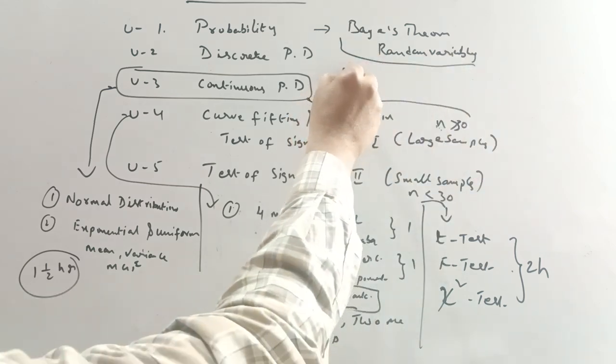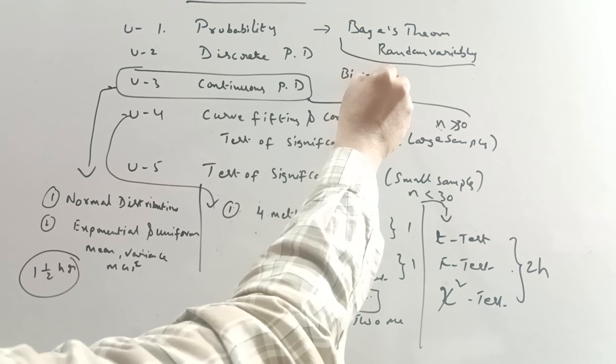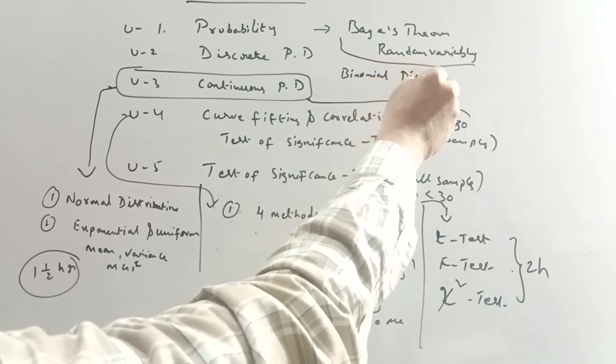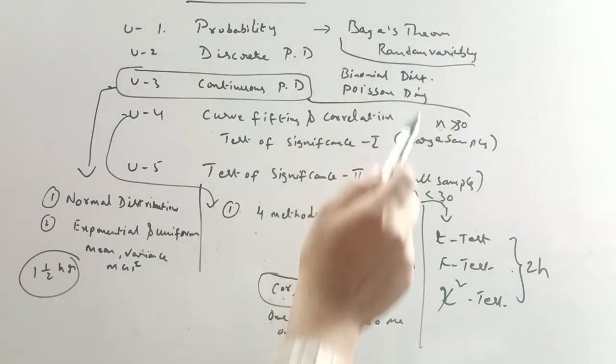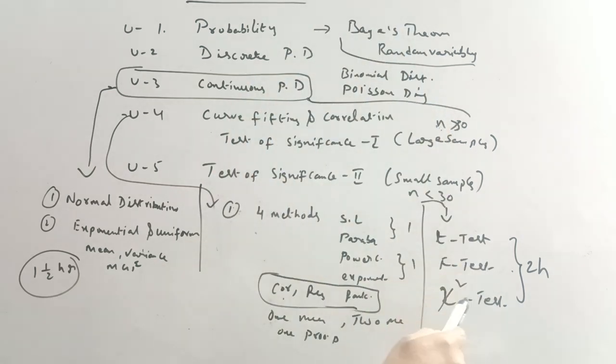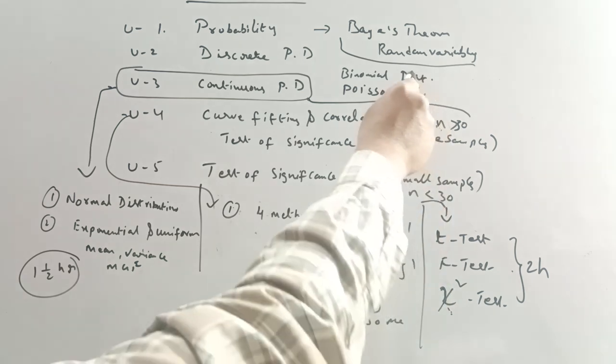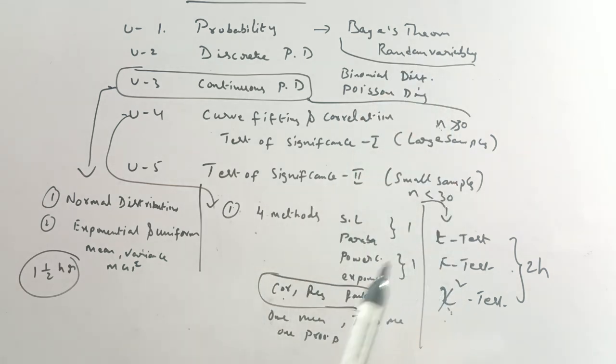Okay, then discrete probability distribution, we have 2 topics. Discrete probability distribution, we have binomial distribution and Poisson distribution, correct? One question is there, using binomial distribution it will come in chi-square test. That is also a very important problem.